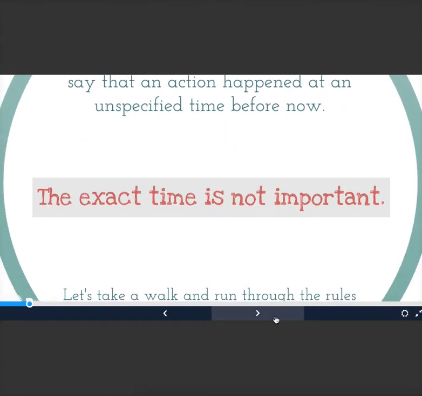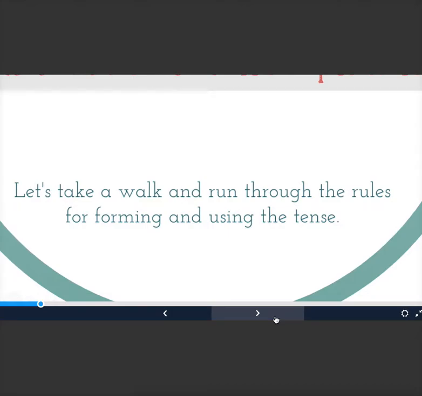So, the exact time is not important. It is not important to know when this happened. It is not necessary to know if this happened yesterday or 10 years ago. It is just important to know that this happened in the past and this has some consequences. This is like cause and consequence. So right now we are going to take a walk and check the rules and remember how we can form the present perfect. Here we go.